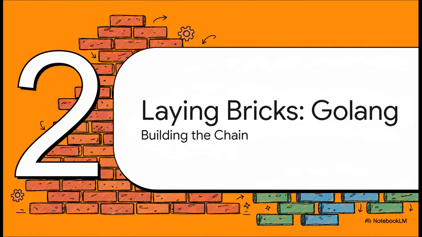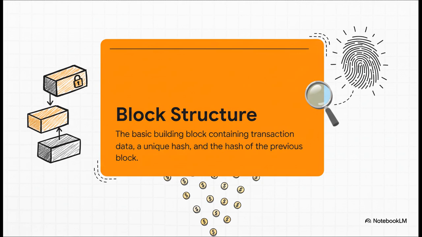So, Section 2, Laying the Bricks with Golang. If you want to build the house itself, the actual blockchain from the ground up, this is often where you'd start. At its very core, a block is actually pretty simple, but it's brilliant. Of course, it holds transaction data, but the real magic is in two other key elements: its own unique hash, think of it like a digital fingerprint, and crucially, the hash of the block that came right before it. That single link is what puts the chain in blockchain.